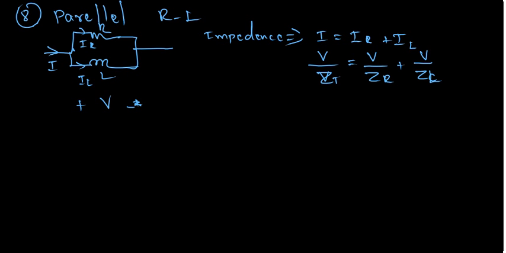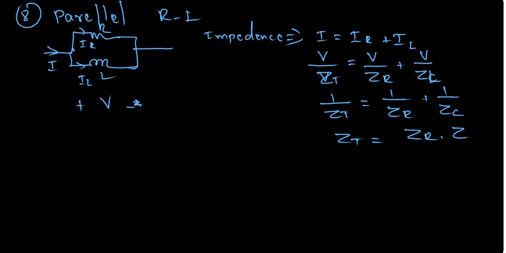So when we take the V, 1 over Z total impedance is equal to 1 over ZR plus 1 over ZL. So total impedance is equal to ZR into ZL over ZR plus ZL. This is the total impedance. ZR is equal to R and ZL is equal to j omega L. So when you plug in here, you can easily get the impedance.